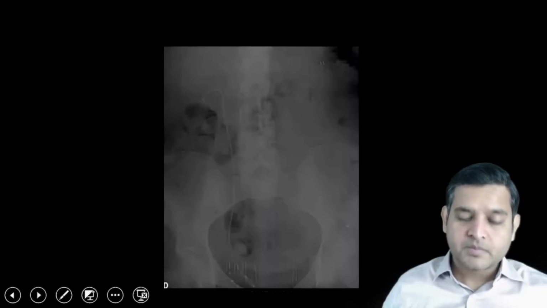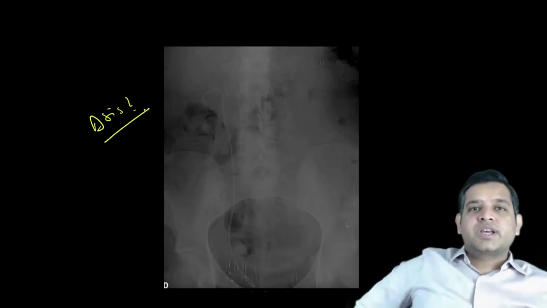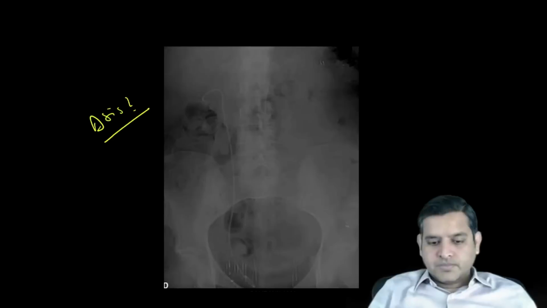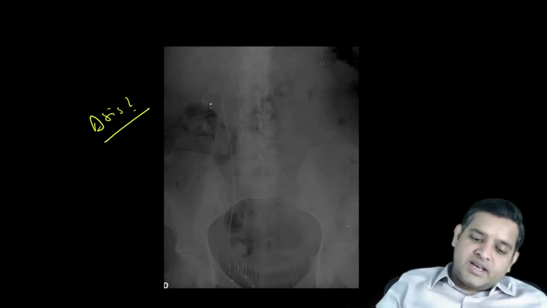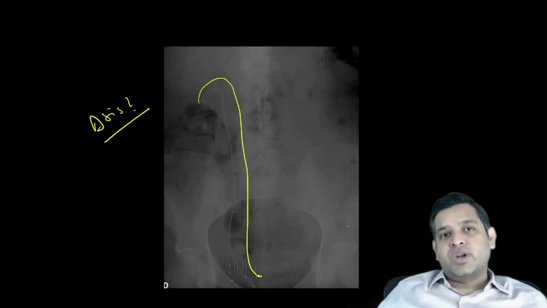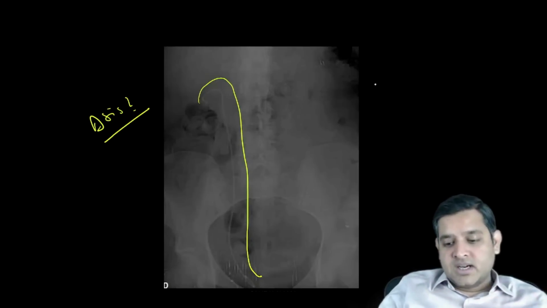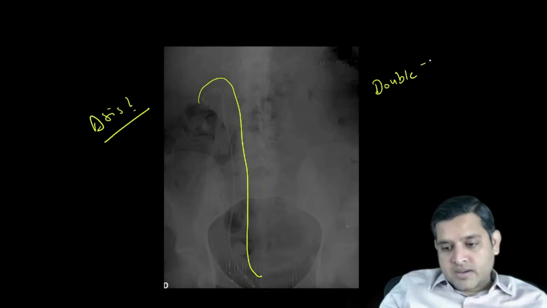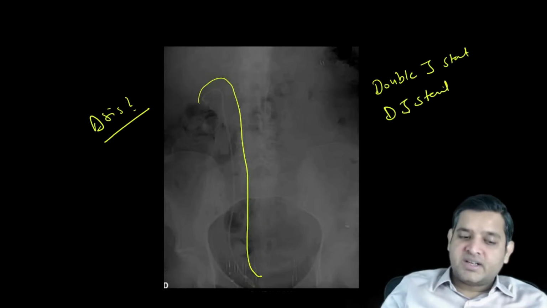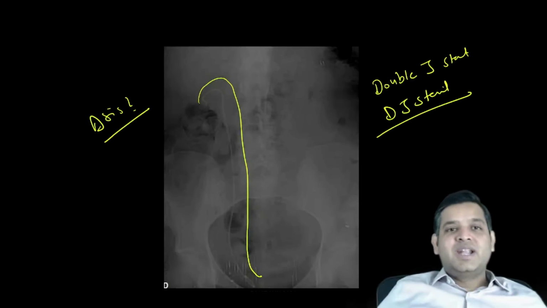Okay. All right. Anybody who can give me the diagnosis of this image? Yes. What do you see here? Tell me quick. Now what we are seeing is a metallic elongated structure in the ureter which is coiled at the top and coiled at the bottom. So please remember, this is a double J stent, in common language called a DJ stent.